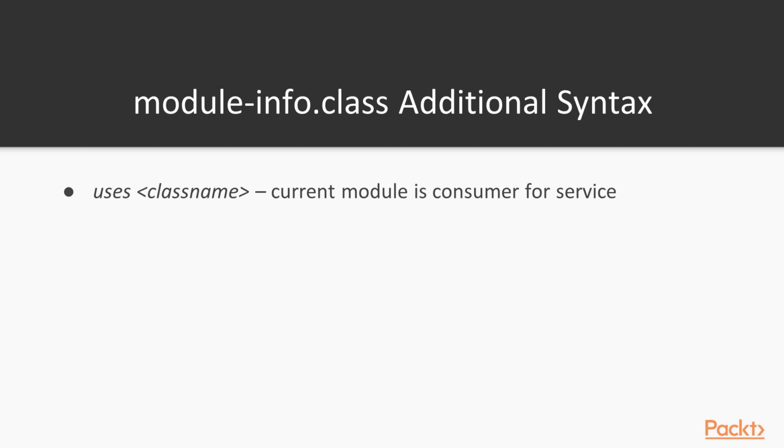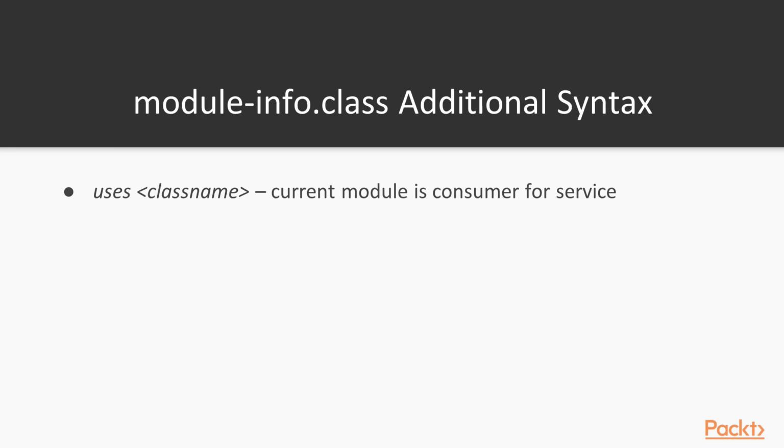Module-info.class additional syntax. There is other additional syntax relevant to the module-info.class. These are uses class name, where the current module is a consumer for a service, that is, the object implements an interface or extends an abstract class. Then we've got provides class name with class name implementation. This registers a class implementation as an implementation of the class name. This means that the module can provide its own service implementation.